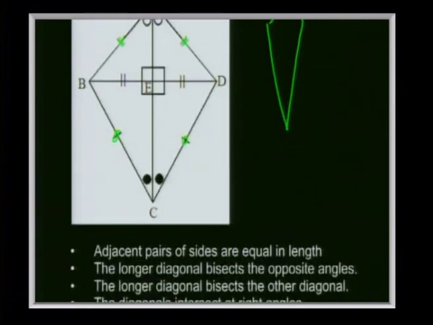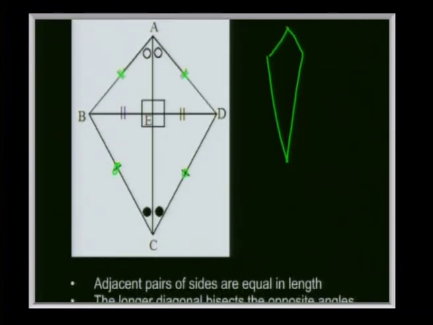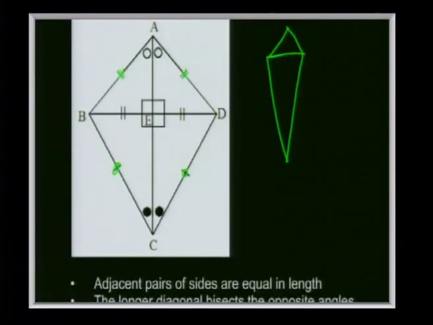What is lovely about a kite is that the major and minor diagonals, the major being the long one, in this case from top to bottom, and the minor diagonal, in this case from left to right, bisect each other at 90 degrees. There we have it again. A whole bunch of right angles, perpendicular lines, right angle triangles. Our minor diagonal and our major diagonal are perpendicular to each other.